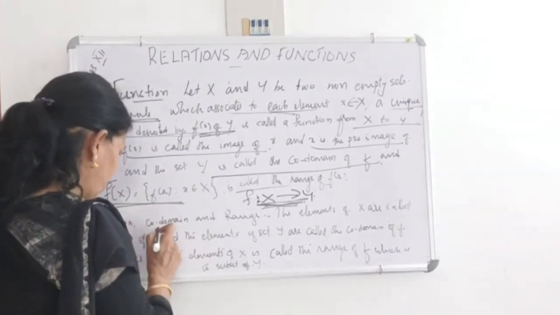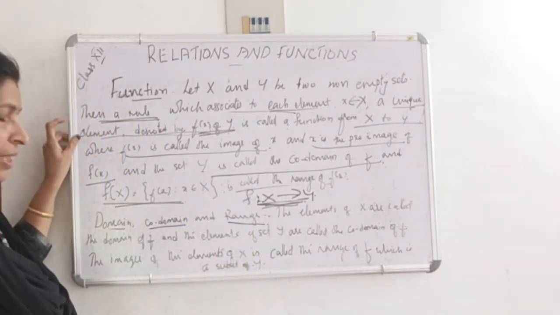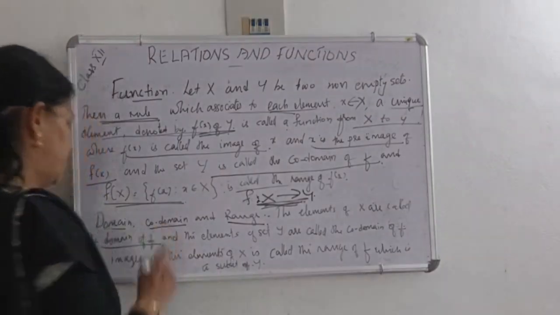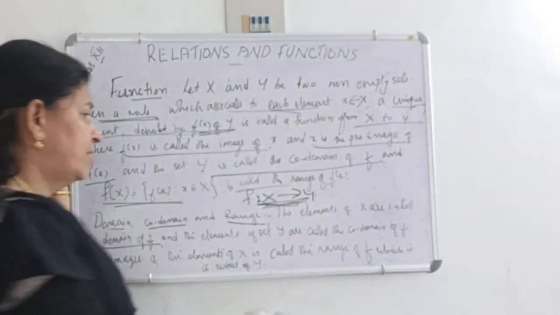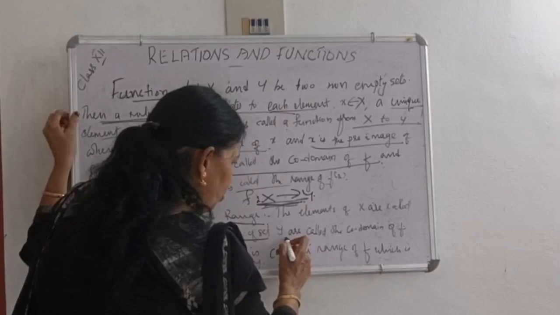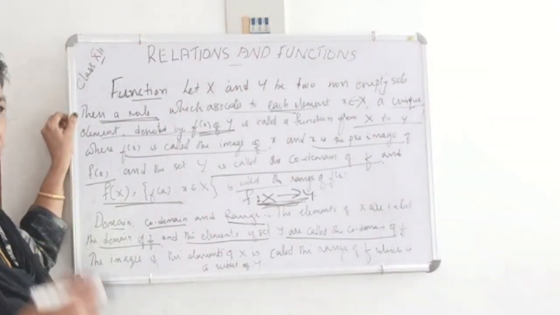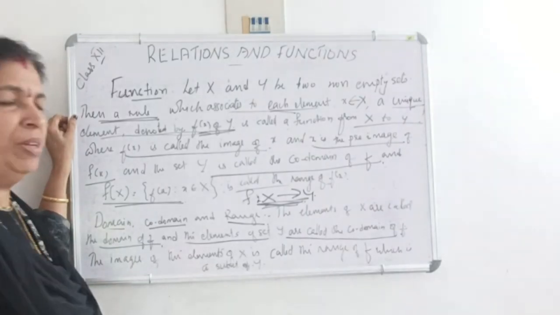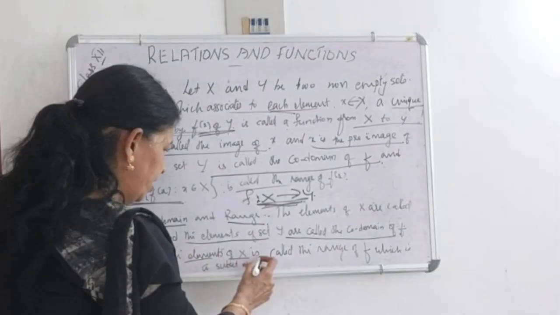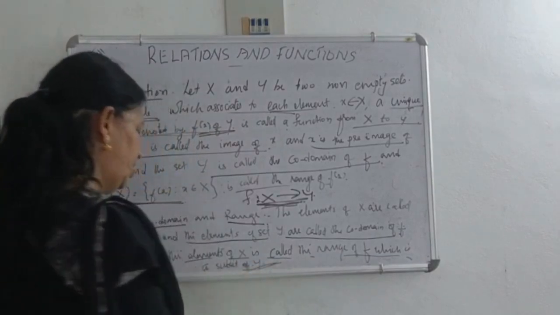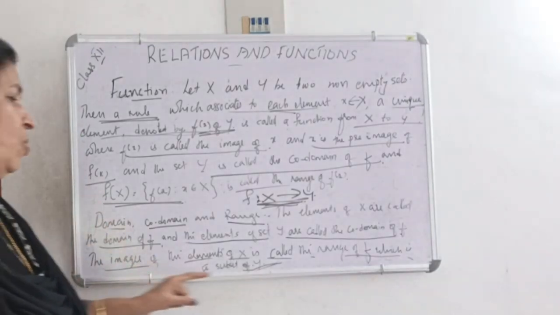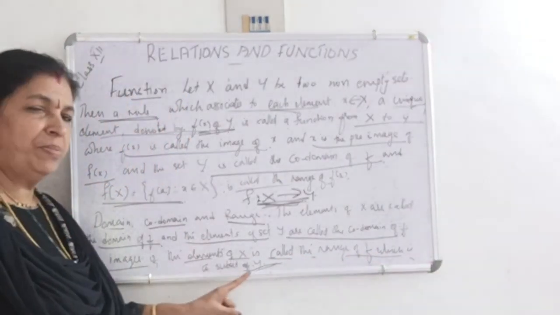Next, domain, codomain and range. Let's look at them in detail. The elements of set X are called the domain of f. All elements of set X are known as the domain of function f. The elements of set Y are known as the codomain of f. The images of the elements of X are called the range of f, which is always a subset of Y.